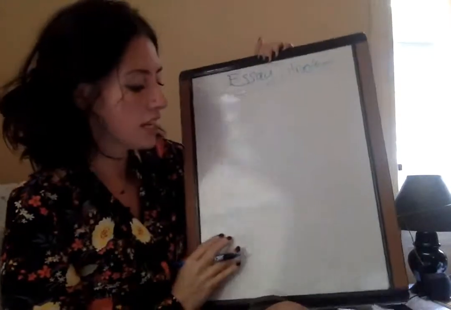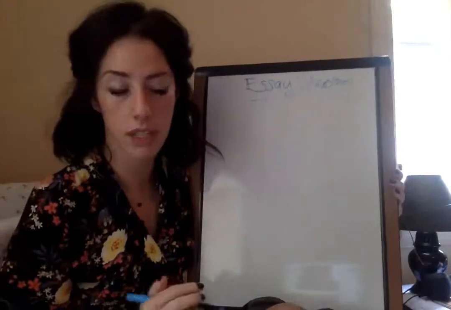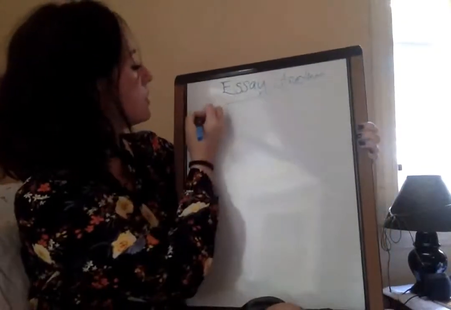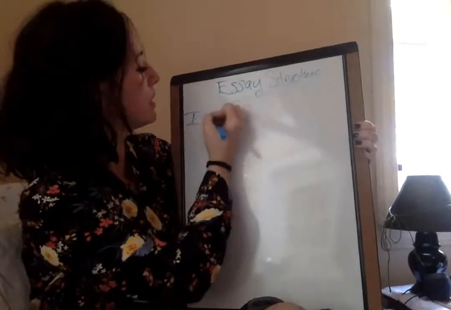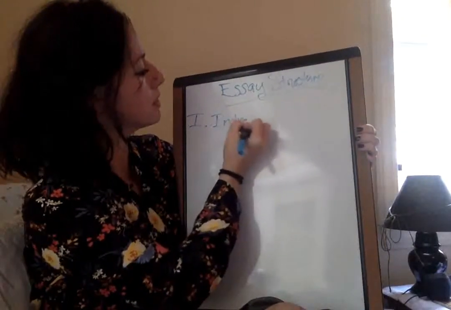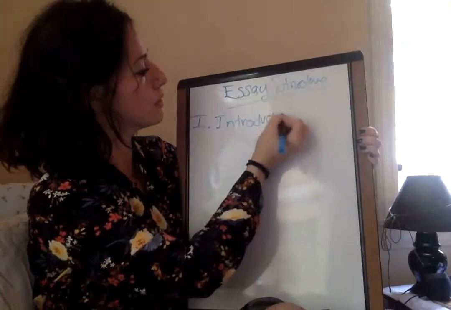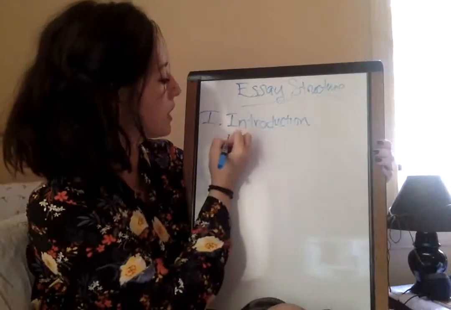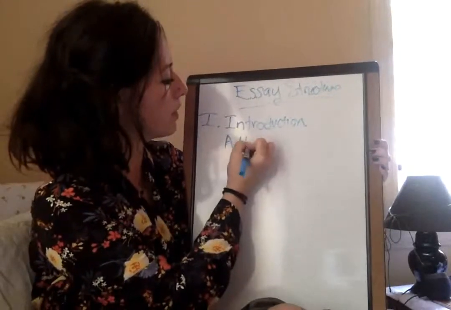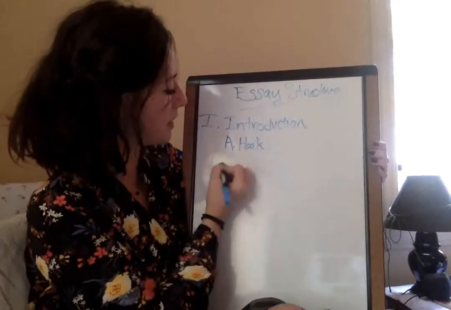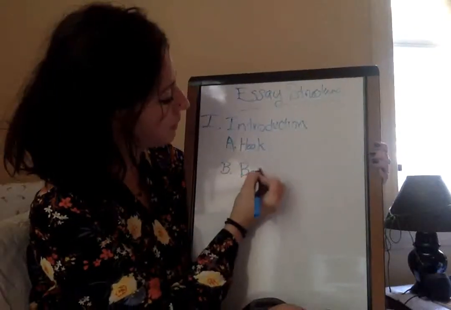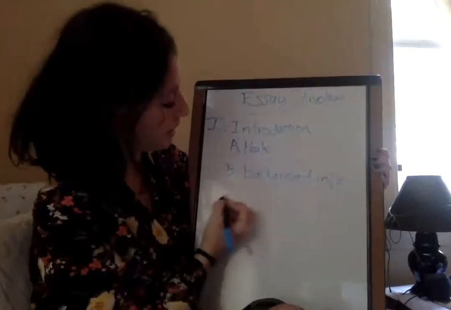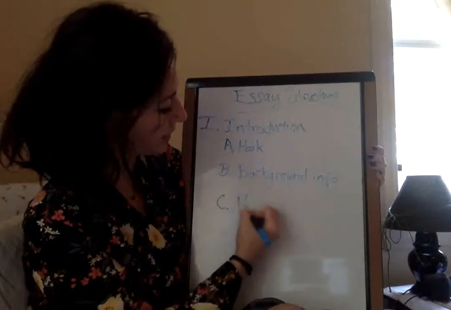There are 3 basic parts to an essay. There is the introduction, the body, and the conclusion. So we're going to do it like this. Roman numeral 1 is the introduction. In the introduction, there are 3 main parts. We're going to call A, the hook, B, the background information, and C, the thesis statement.